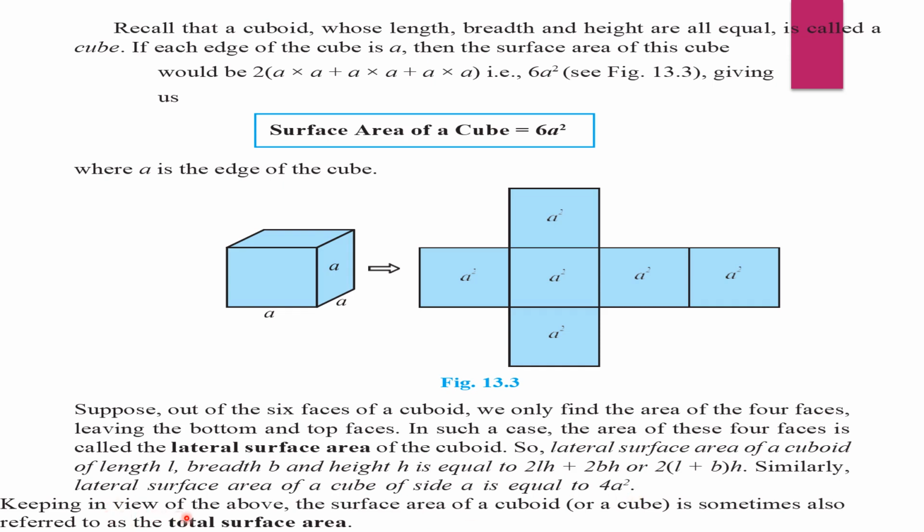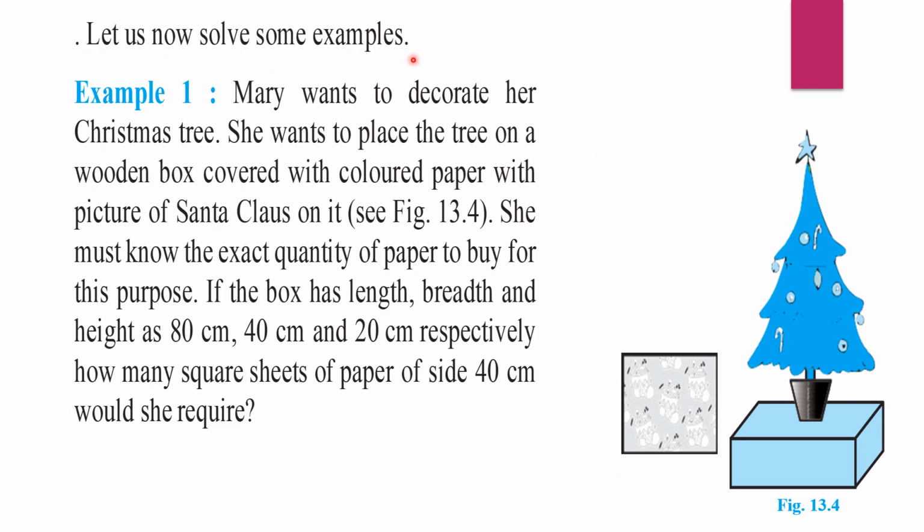Keeping in view of the above, the surface area of a cuboid or a cube is sometimes also referred to as total surface area. Okay, my children, understood this point? Right. Let us now solve some examples.